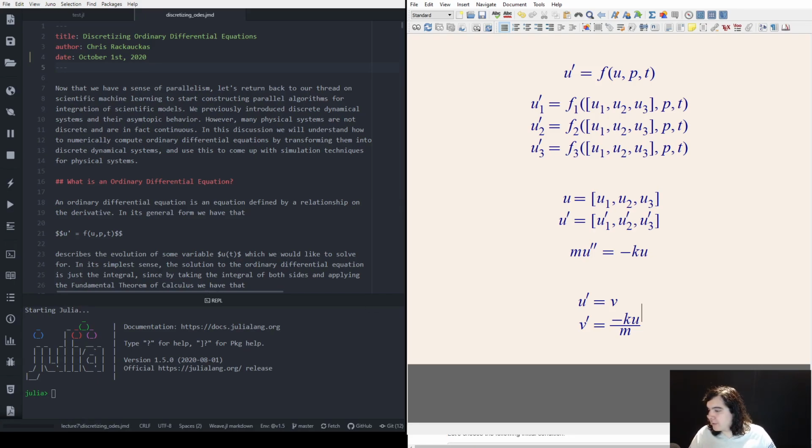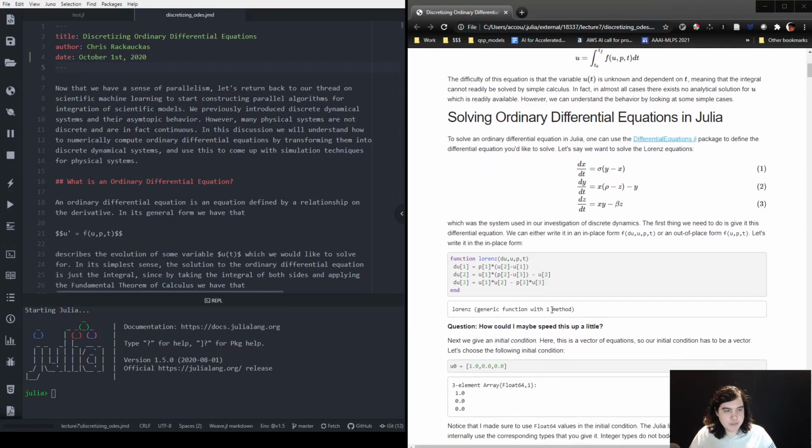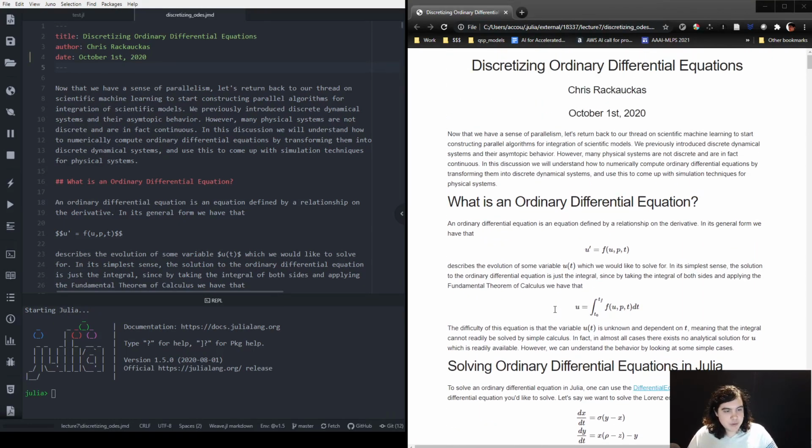So now, in the simplest sense, if you want to solve an ordinary differential equation, what are you doing? Well, you take the integral of both sides. Right? So the integral of the left side, it's u prime. Take the integral with respect to t. u prime of t dt, well, that's the antiderivative, right? So that becomes u. And now the other side, it's the integral of f of u, p, t dt.